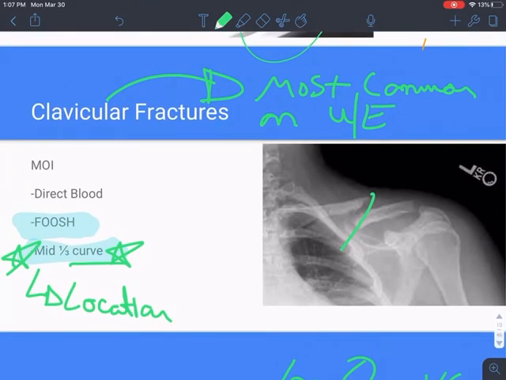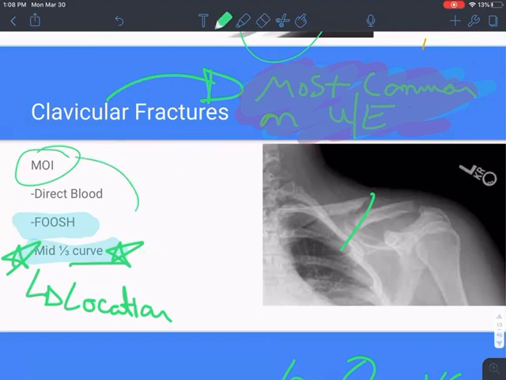So first thing we're going to talk about are clavicle fractures. So with the clavicle fracture, it is the most common fracture of the upper extremity, the UE there. Now don't get that confused with the scaphoid, right? So the scaphoid is the most common fractured carpal bone, but in your entire upper extremity, your clavicle is fractured the most.